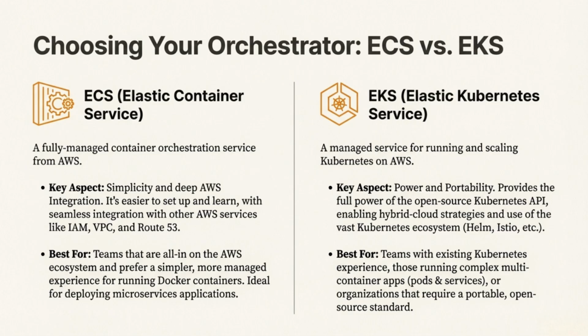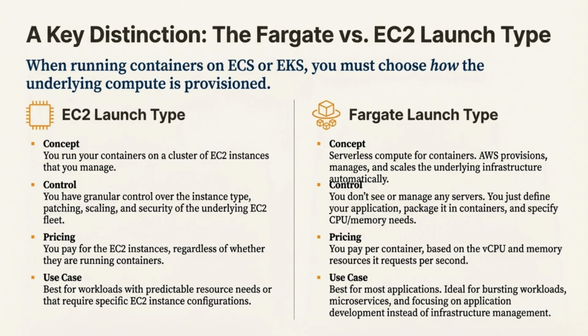EKS, a managed service for running and scaling Kubernetes on AWS. Key aspect, power and portability. It provides the full power of the open source Kubernetes API, enabling hybrid cloud strategies and use of the vast Kubernetes ecosystem. Best for teams with existing Kubernetes experience, those running complex multi-container apps, or organizations that require a portable open source standard.